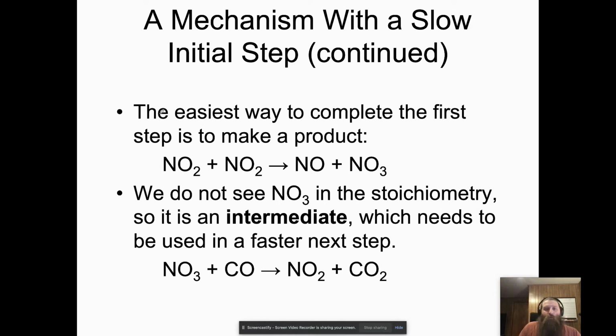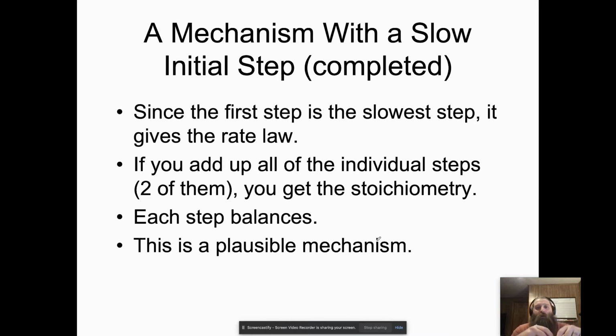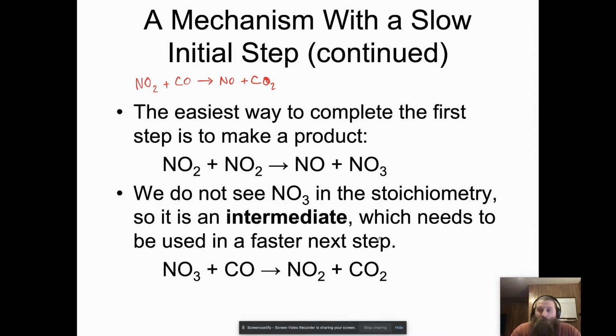But the thing is, when we look at the given equation, we don't see any NO3. So where is that coming from? Well, it's an intermediate. And that means that there must be a second step that gets rid of that NO3. So what we're going to do is take the first step, which is the slowest step, and that's going to identify our rate law. The second thing we're going to do is add up those two steps, and make sure that the steps balance, and we're left with the reaction that we started with.